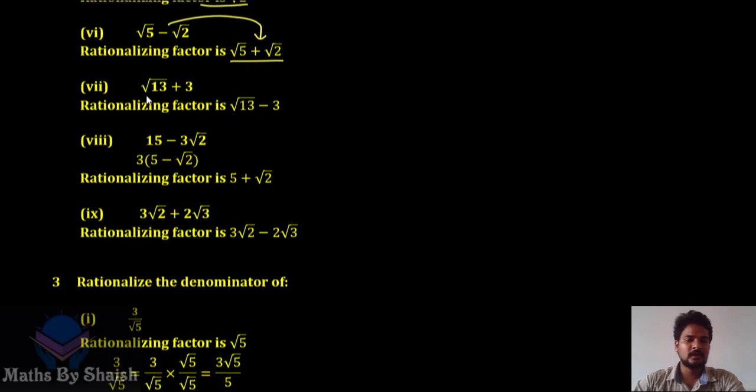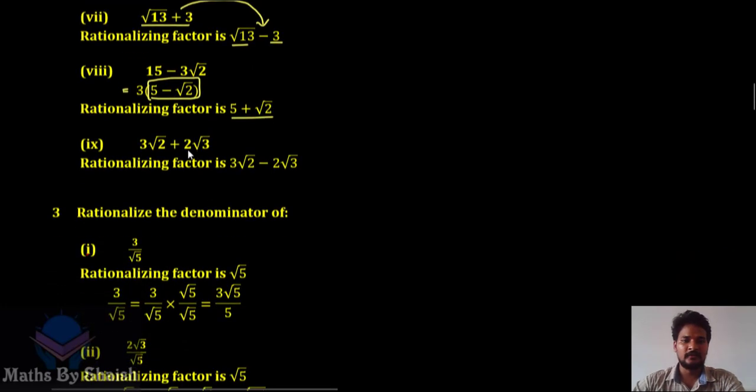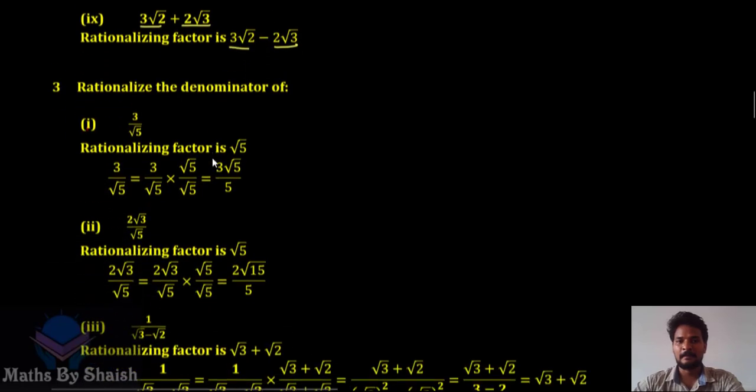For root 13 plus 3, the rationalizing factor would be root 13 and 3, and the sign is plus, so it would be minus. And here we can take 3 common, and this will become 3 times 5 minus root 2. This 5 minus root 2 is an irrational number, so in order to make it rational we have to multiply by 5 and root 2, with the sign only plus. So the rationalizing factor is this. Similarly, this cannot be simplified more, so its rationalizing factor is the same again, but the sign is minus.